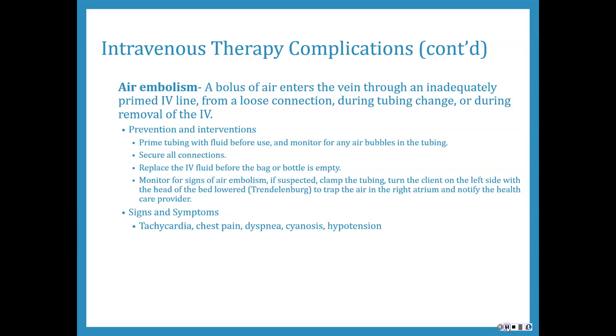What you would do if you did suspect that a client had an air embolus would be that you want to immediately clamp that tubing to prevent any more air from entering the circulation, and then you'd want to put them on their left side in Trendelenburg, which would be that head lower than the feet, and that's to try to trap that air into the right atrium, so that it wouldn't also be pushed further into the system. And notify your healthcare provider.